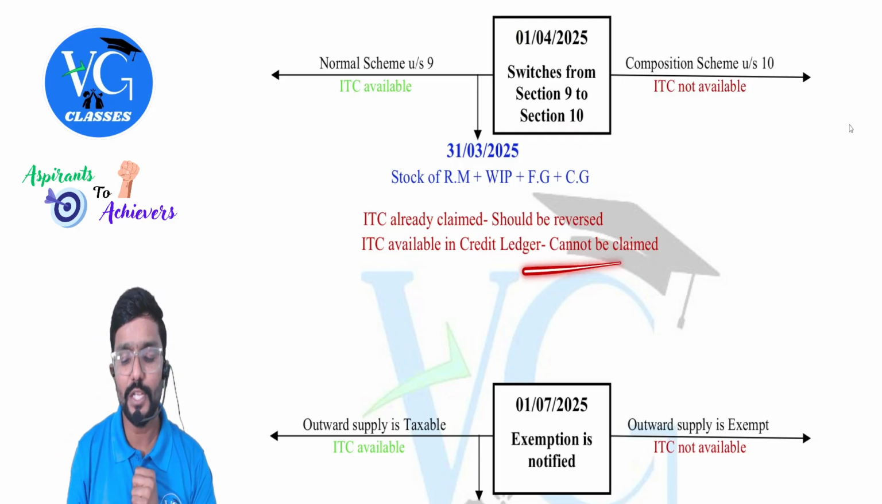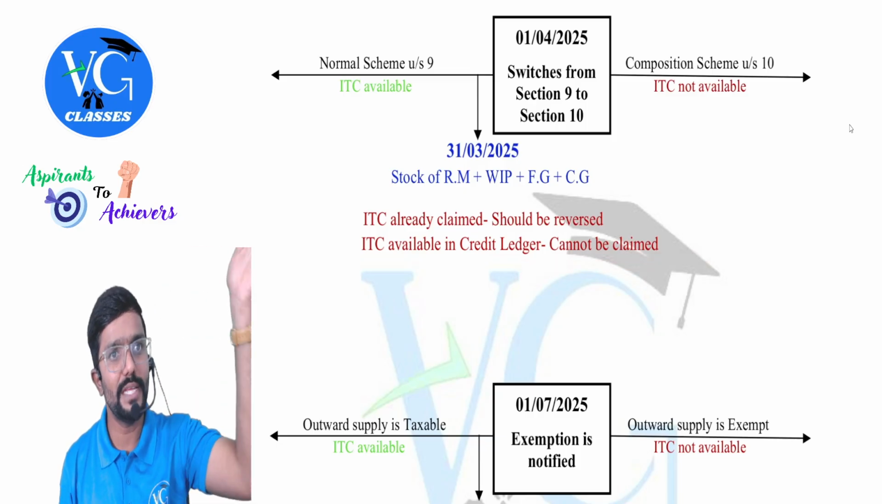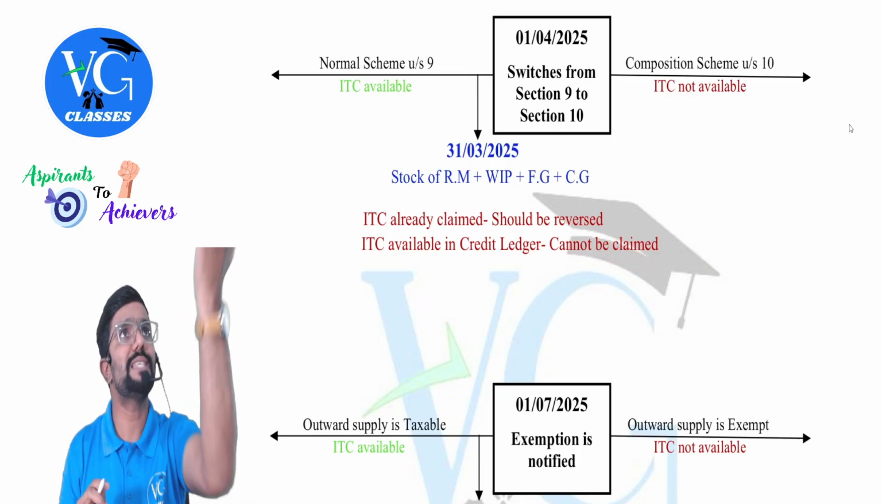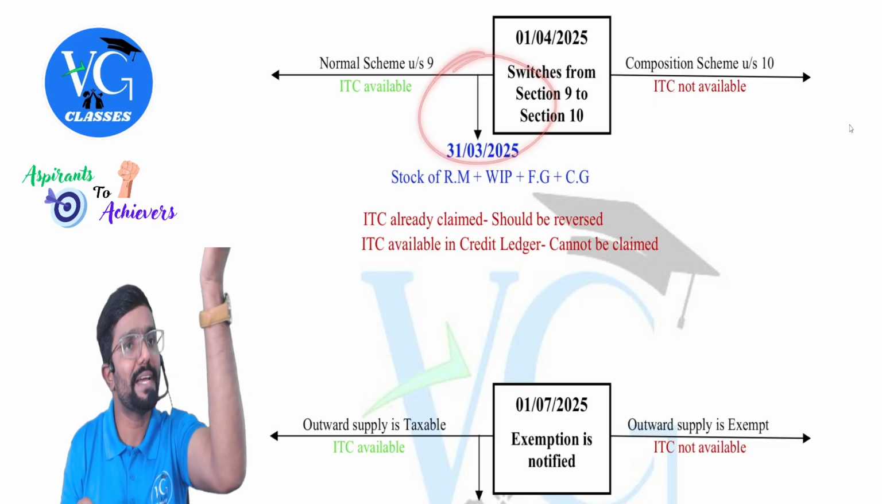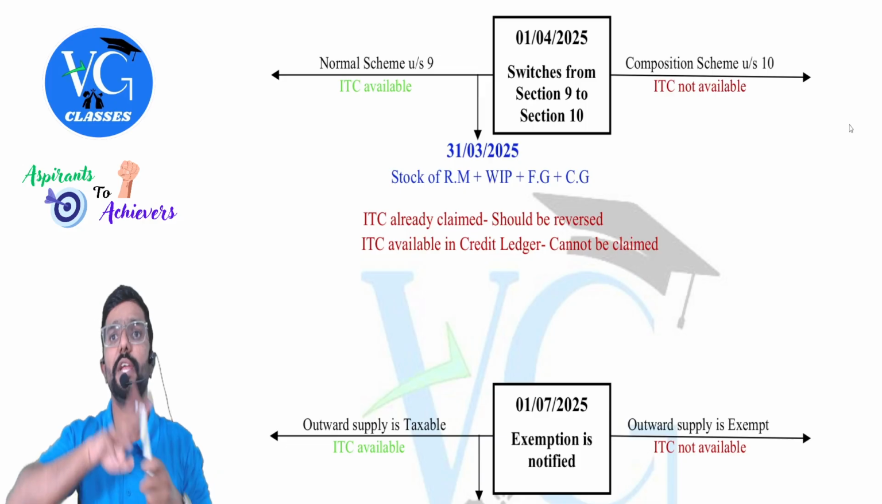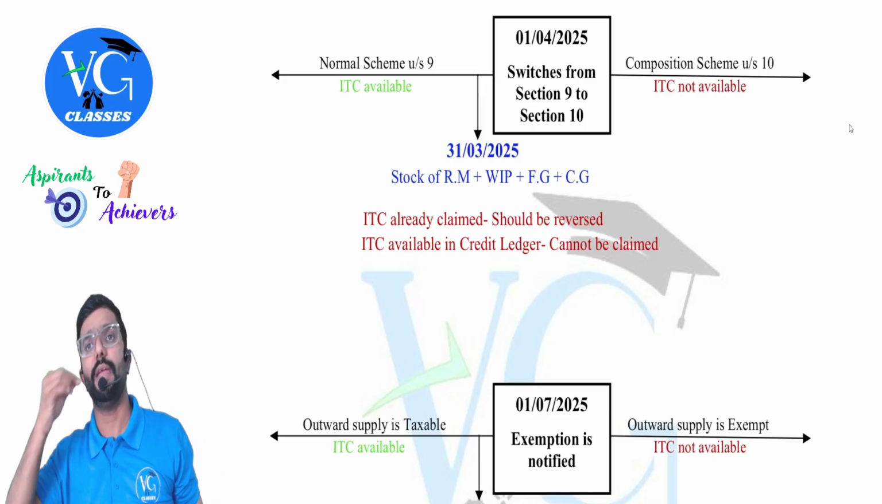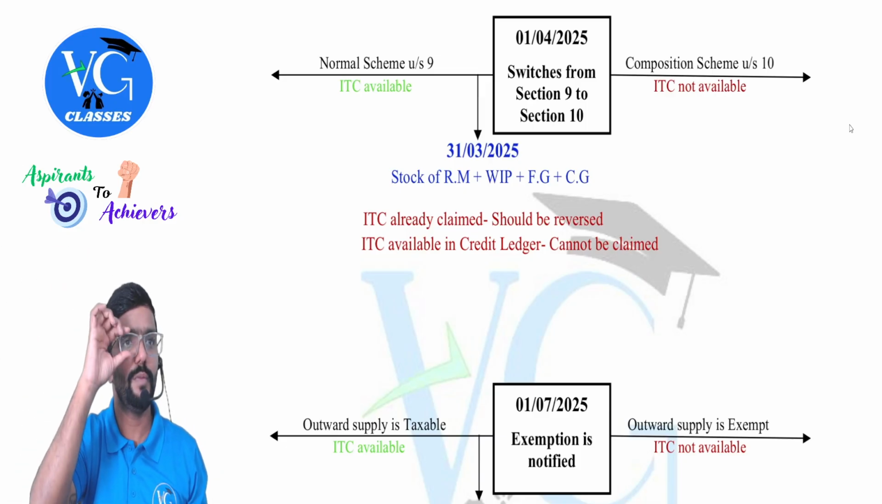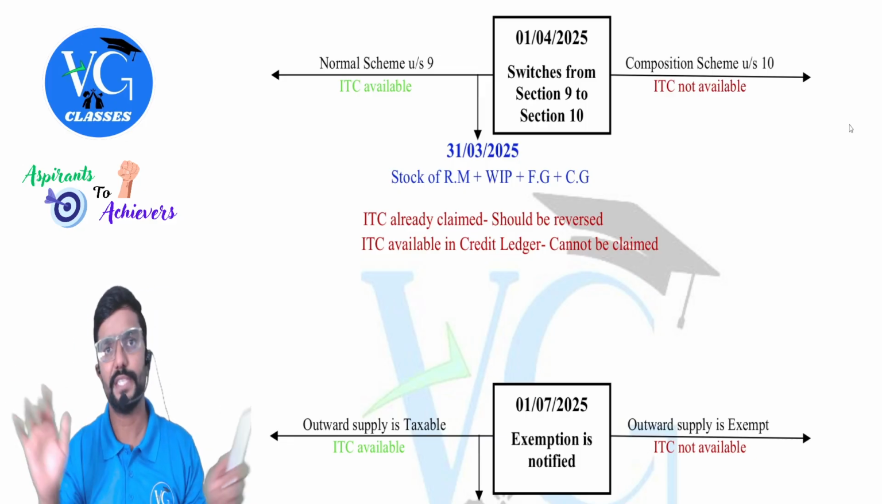Don't claim it. Understood? If it is already utilized, reverse it. No, sir, I was having the credit. In March, I had a credit of 2 lakh, which I was thinking to use in April or May. Can I utilize it now? No, because once I come under section 10, no ITC.